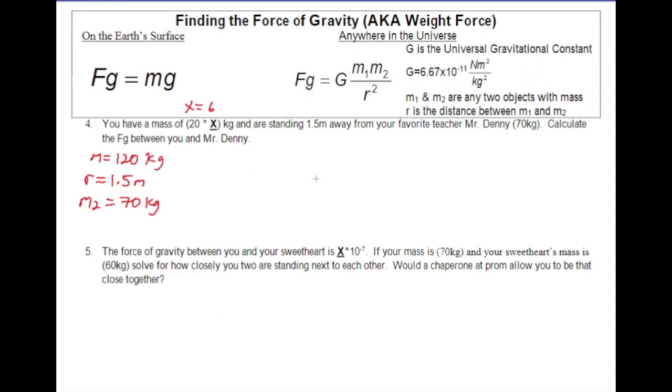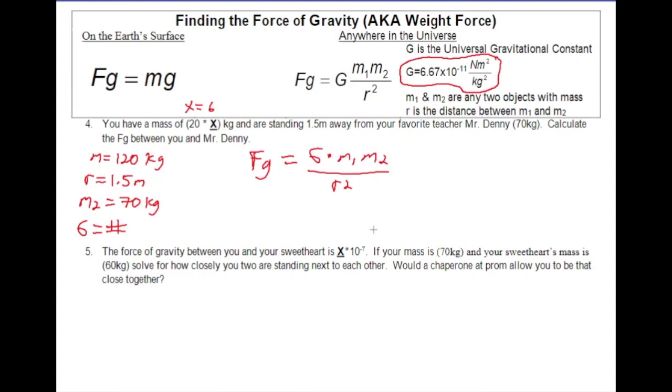It wants me to calculate the force of gravity between me and Mr. Denny. All right, and then I know what big G is. I'm not going to write that down, but I do know what this is. It's always the same, and it's right here in my equation as well. So I just go ahead and write down my force gravity equation. Force gravity equals big G times m1 times m2 all over r squared.